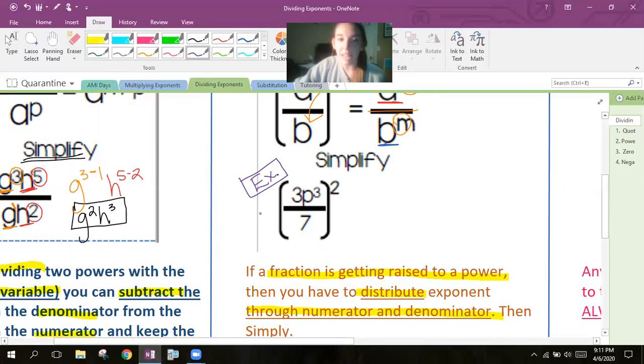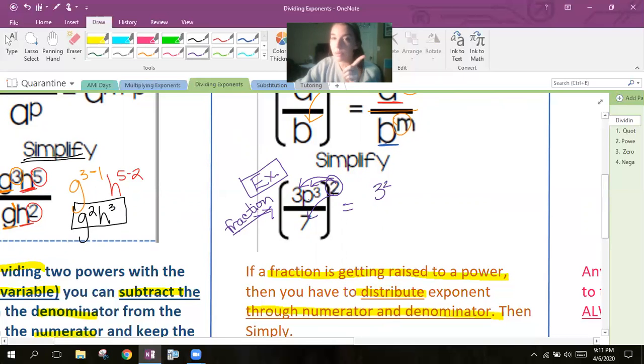Okay, so what I notice is I have a fraction here. Even though it's a little bit more complex than what we're used to seeing, it's still a fraction because of this little division bar here. So I see that this fraction is being taken to a power. So what do I have to do? I have to distribute it to everything in the numerator and in the denominator. So that's going to be 3 squared, and then we have p to the third power squared.